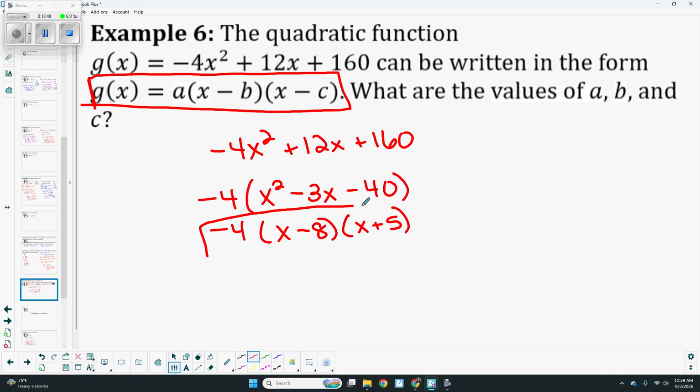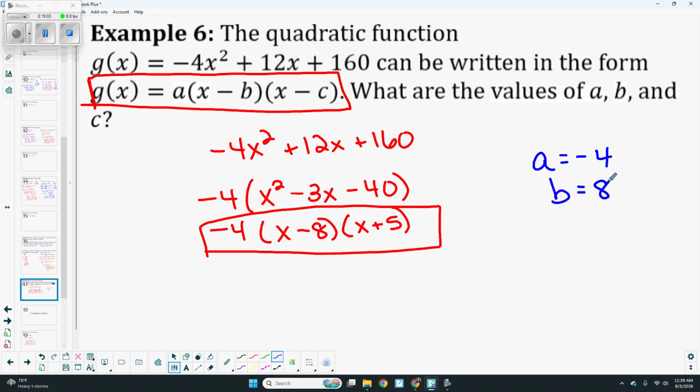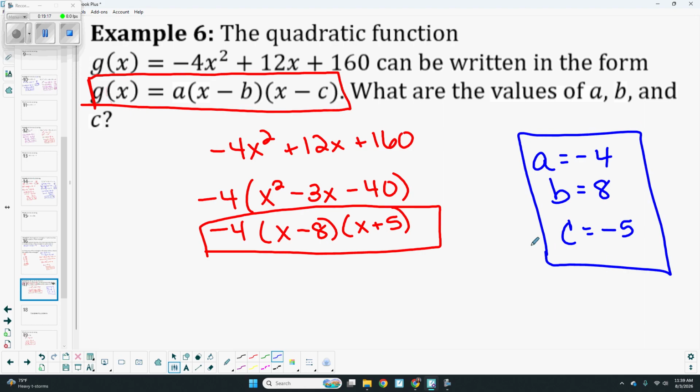They want to know what are the values of a, b, and c. So a is negative 4. B and C are interchangeable depending on how we have written them, but it's x minus what? x minus 8. So B is really a positive 8, right? Because it was written in x minus form already. And that means if this was x minus what to give us C, we're subtracting really a negative 5. So that would be my values of A, B, and C. And that is how we solve by factoring.